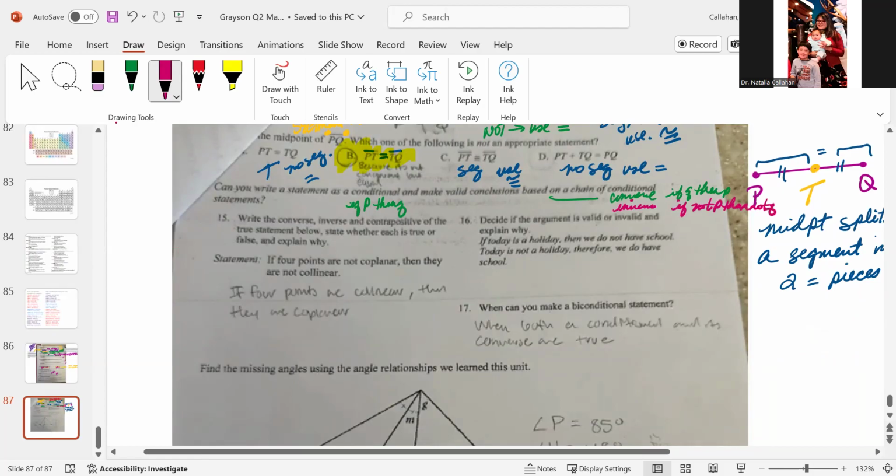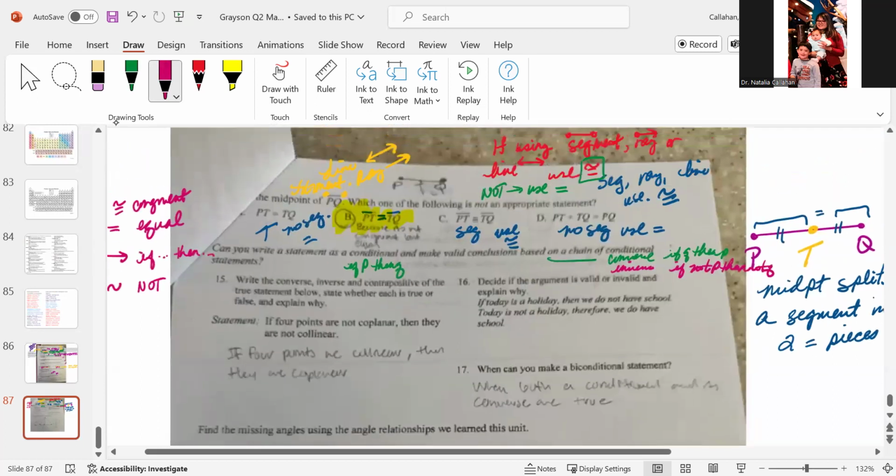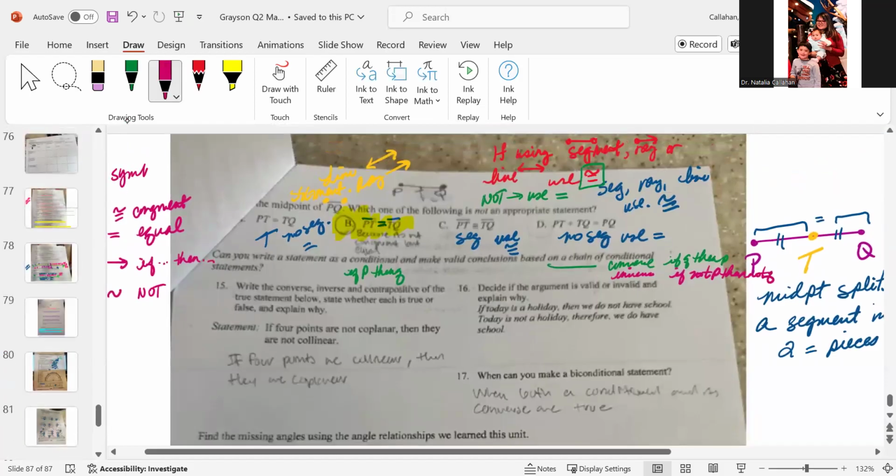And by the way, this means congruent, and this means equal. Did we go over symbols in geometry? That would have been a good one. And do you know what this means? If, then. And do you know what this means? Not. So these are all symbols. This is important, so make sure you copy this in your notebook. Do you have your notebook? No? Go grab your notebook. Symbols in geometry. I'll pause and wait for you.